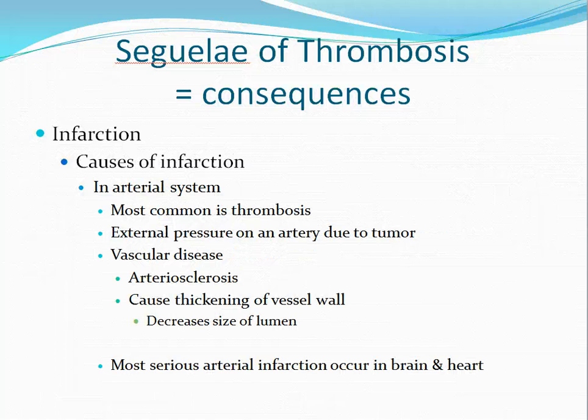What are some causes of the infarctions? In an arterial system, it is usually due to a thrombosis, but another cause might be external pressure on the artery due to a tumor, or it could be the result of vascular disease, such as arterial sclerosis. Vascular disease can cause thickening of the vessel wall. When the vessel wall thickens, this will decrease the size of the lumen. The most serious types of arterial infarctions occur in the brain and in the heart.